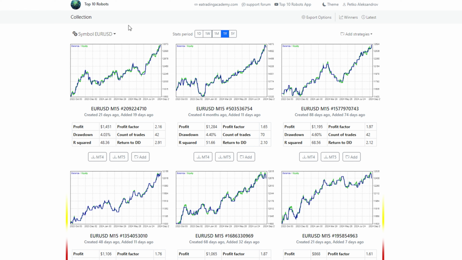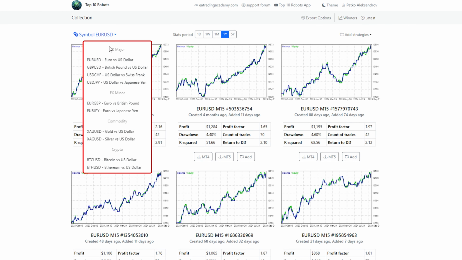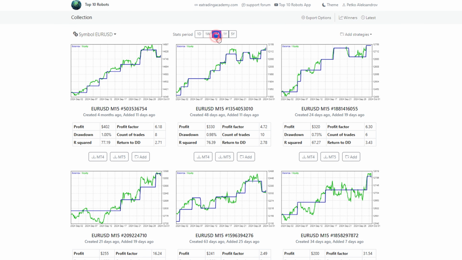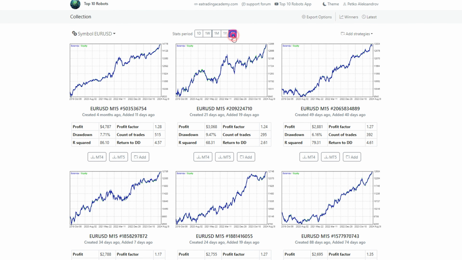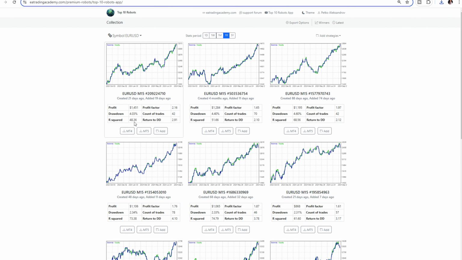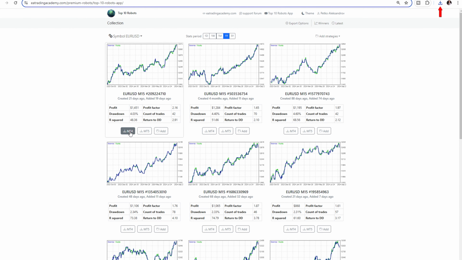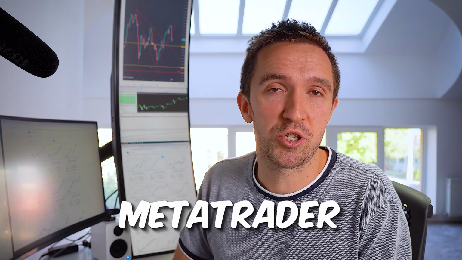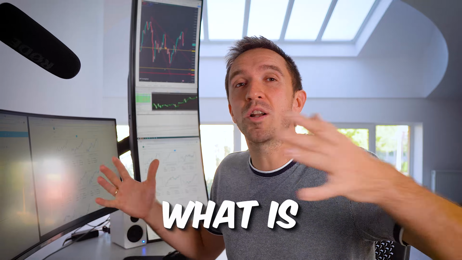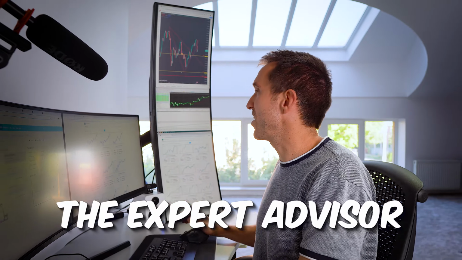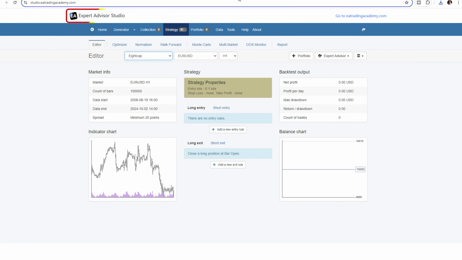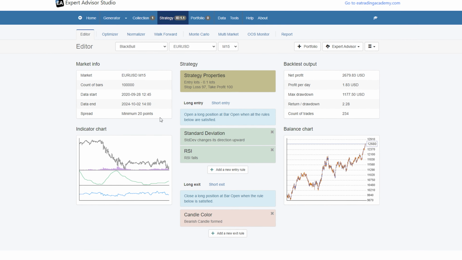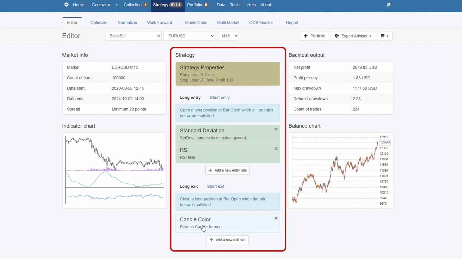expert advisors for different assets: forex pairs, commodities, crypto, and for each asset we can see the backtest for the last 1 week, the last 1 month, last 1 year, and the last 5 years. Now whenever I like a strategy, I can download with one click the MetaTrader 4 version and the MetaTrader 5 version, and I can put it straight in MetaTrader, but I prefer to see what is the strategy behind the expert advisor. So I showed you that I use the EA Studio strategy builder, and I import these expert advisors back so I can see what is the exact strategy behind the robot.